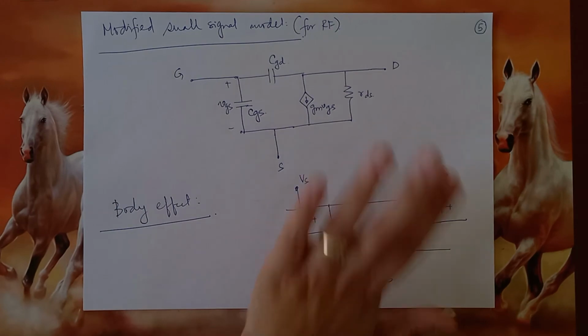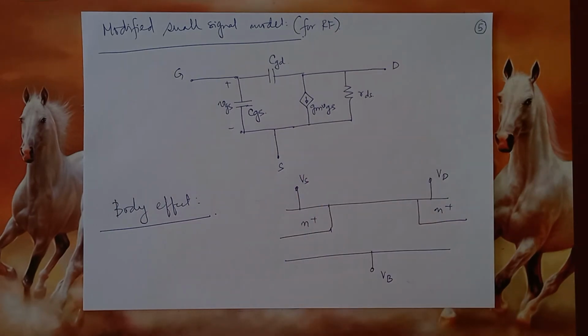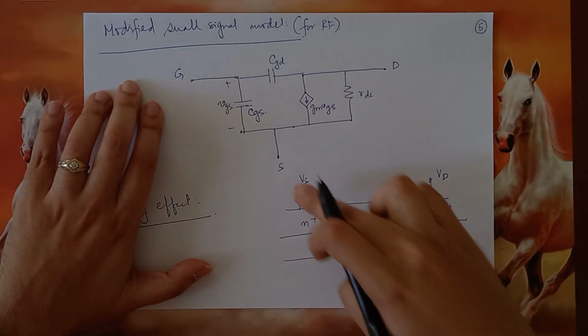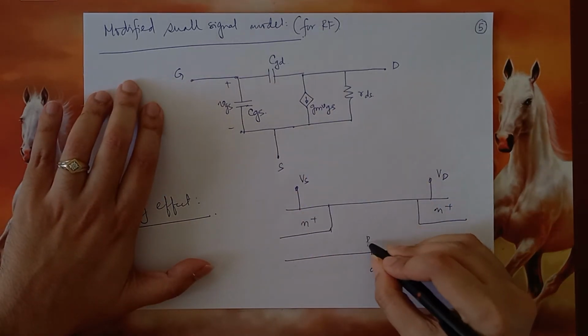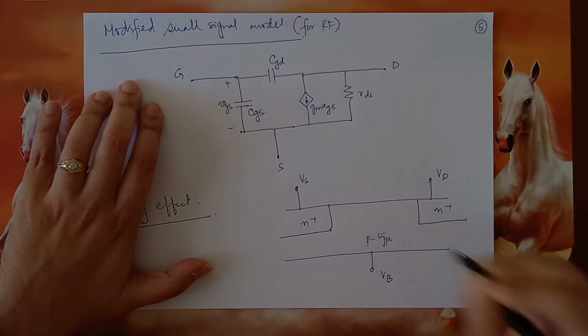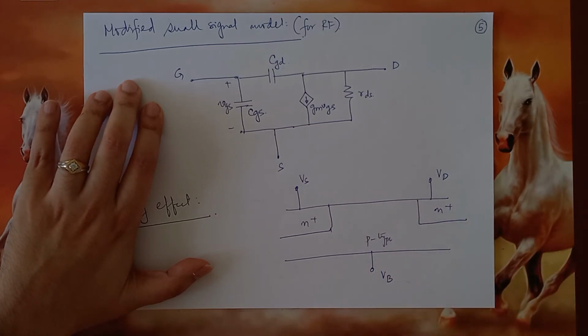Now I am not showing the gate voltage because right now it would not play much of a role. Now suppose this is the p-type body, and somehow the body voltage becomes more than the source voltage, or the body voltage becomes more than the drain voltage. In that case, what will happen?